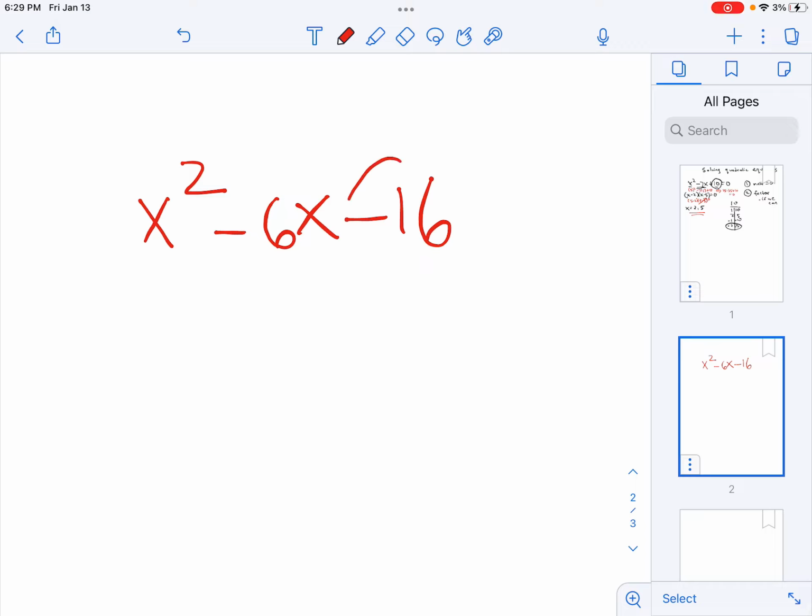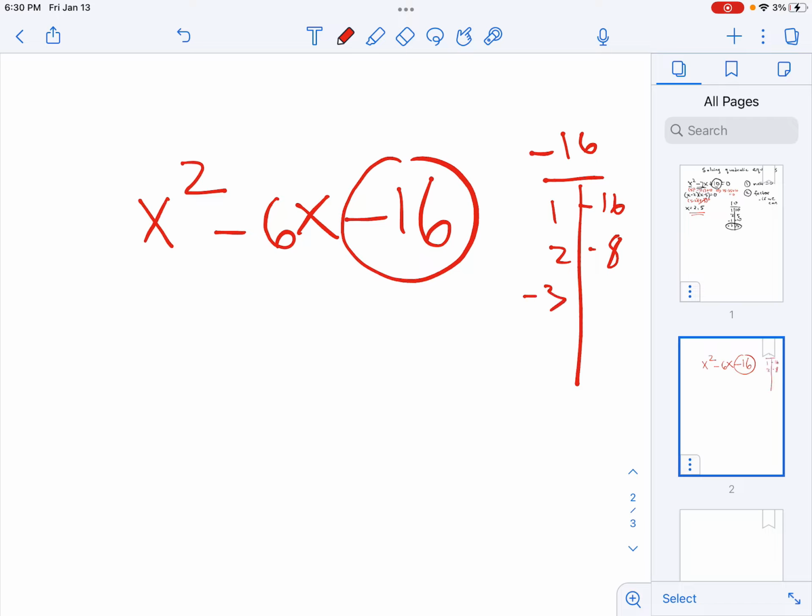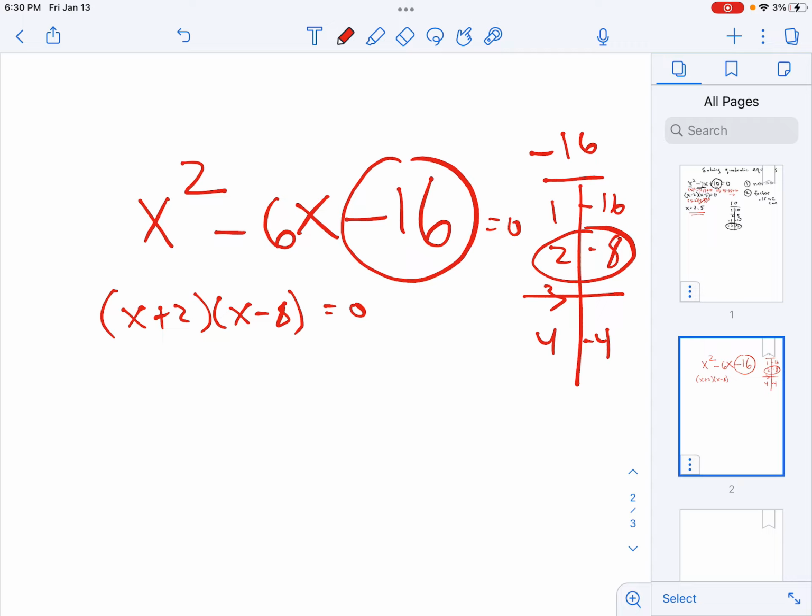Okay, so your first thing should be to try to factor. So let's make a list of factors of negative 16. 1 and negative 16, 2 and negative 8, 3 doesn't go into it, 4 and negative 4. All right, I could do some more combinations, but I'm already seeing the one that I want, the 2 and the negative 8. So we're going to do x plus 2 times x minus 8 equals 0. There should have been equals 0 there. And so my solutions are negative 2 and 8.